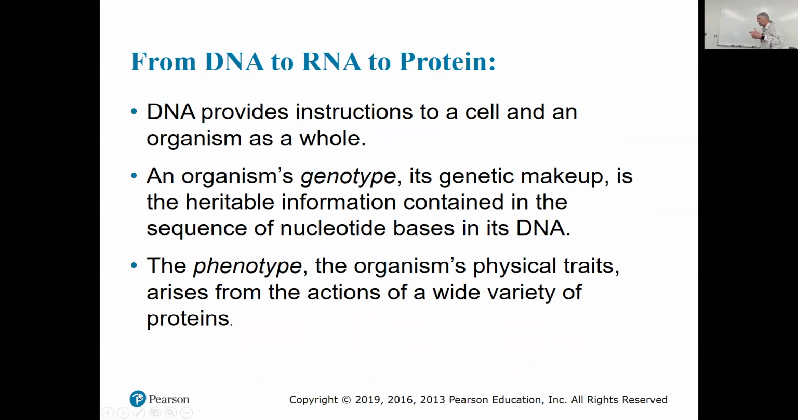Okay, so DNA provides instructions to a cell and an organism as a whole. So here's where you link genotype to phenotype. Genotype is its genetic makeup. What alleles does an organism have at all its gene loci, right? That's the heritable information containing a sequence of nucleotide bases in DNA. The phenotype, the organism's physical traits, arises from the actions of a wide variety of proteins. So the proteins made from the information in its genes determine an organism's phenotype, how you look on the outside. What genes are expressed and how they are expressed is the phenotype.